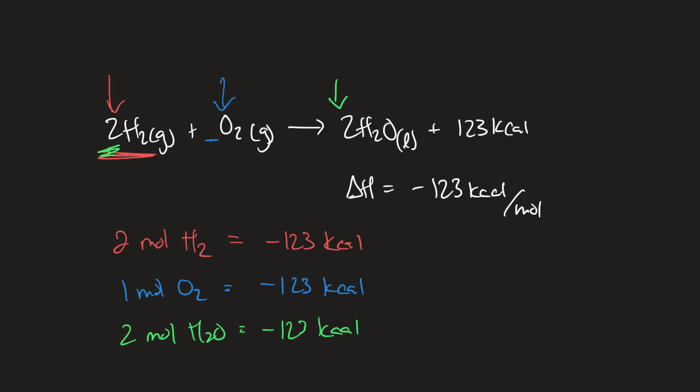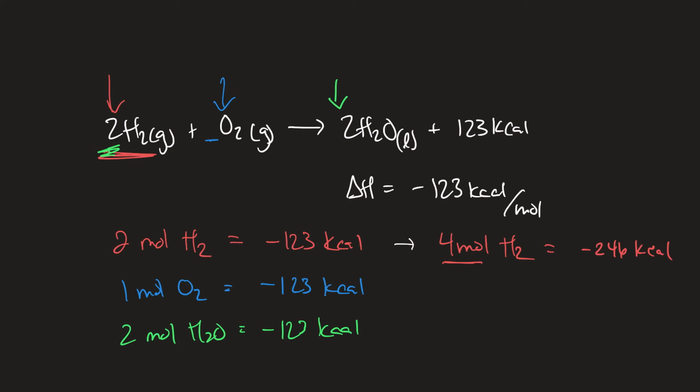And on the same side, if you were to have, for example, 4 moles of H2, you'll notice I doubled my amount of moles. Assuming this is the limiting reactant and you have excess oxygen, if you double the moles of hydrogen, then you will double the amount of energy associated with it. So instead of negative 123 kilocalories, it will be negative 246 kilocalories of energy associated with 4 moles of H2. So what does that mean?